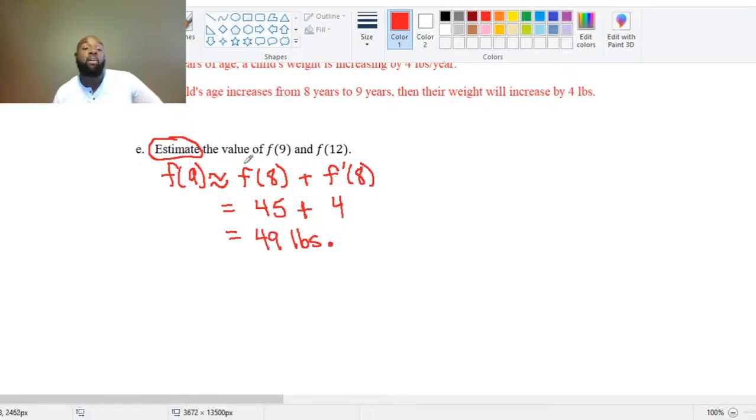All right. Now, this is an estimation. This is called a linear approximation.